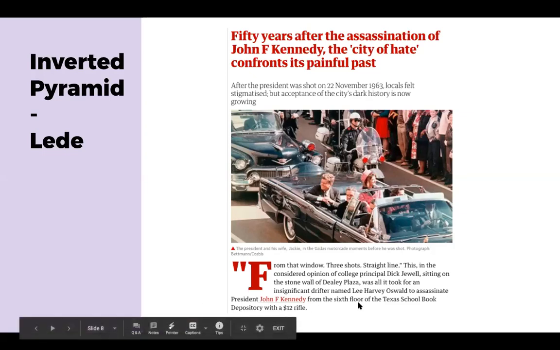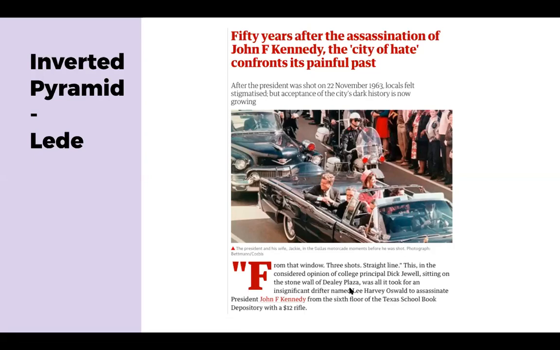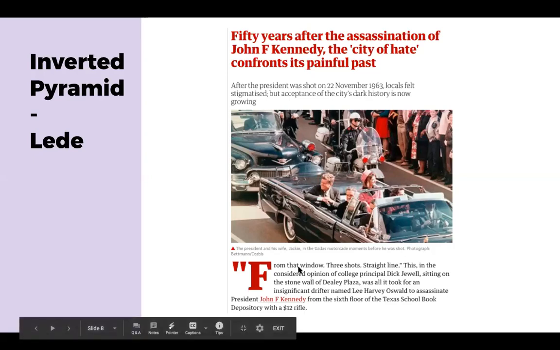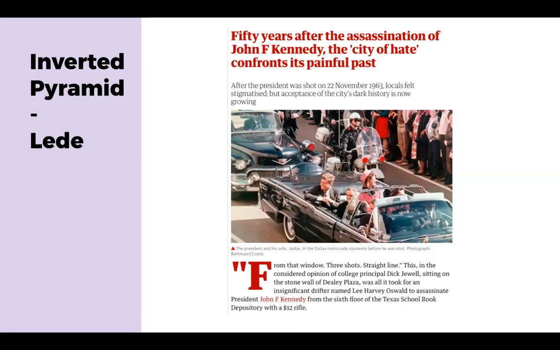So we are getting some of that nut graf information in here, those very specific details, but this right here, "from that window, 3 shots, straight line," that is a beautiful lead. Yes, it is a quote. We should use those sparingly, but it's a great quote. When the author was writing the story, they probably were looking through their transcriptions and thinking, oh my gosh, this is a great quote. You want to give your reader the best information, what is really going to be the meat of that story. And if this is it, then give it to them.